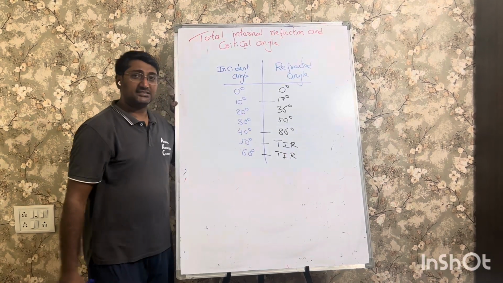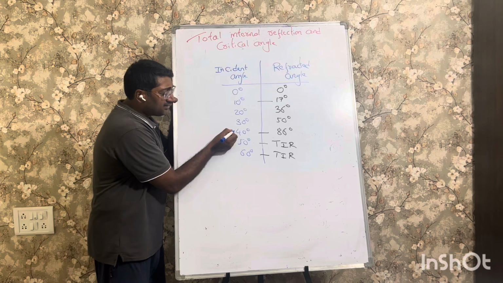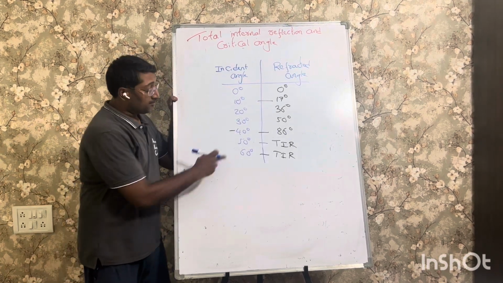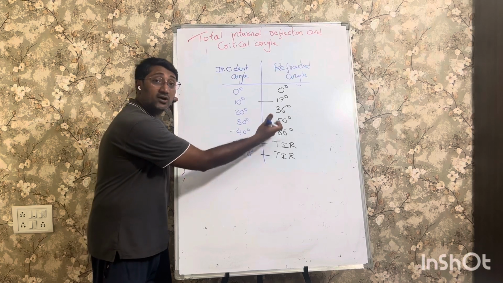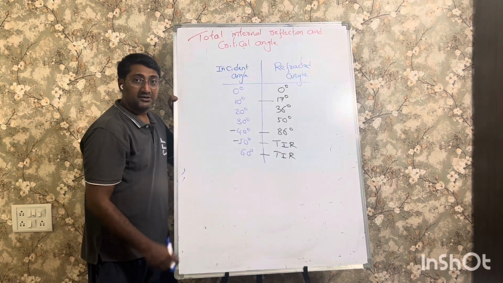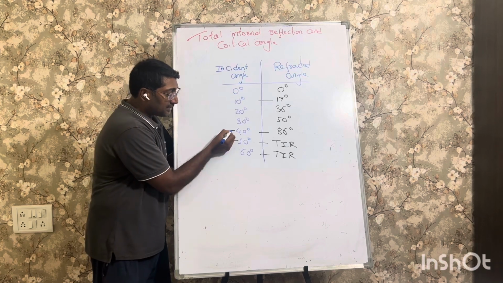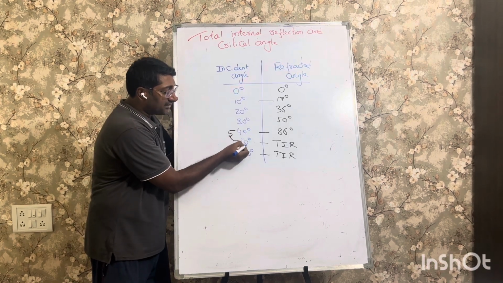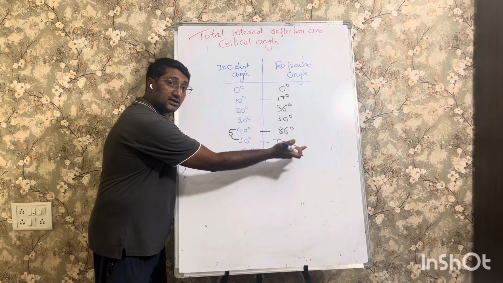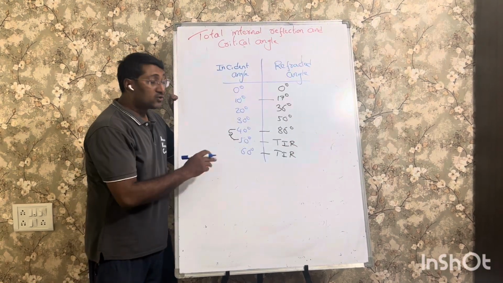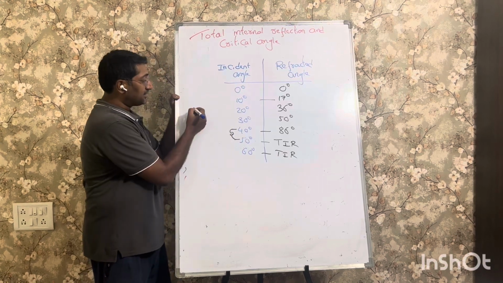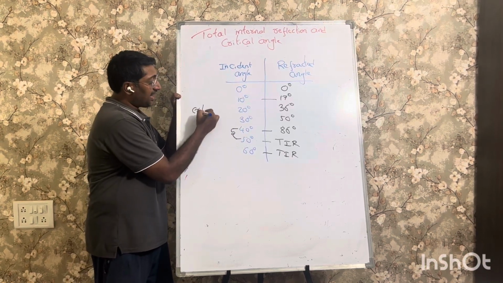Now try to understand what just happened. Until 40 degrees, you saw refraction, but at 50 degrees, you did not see refraction. You saw total internal reflection. So try to get this logic. That means between 40 and 50, at some angle, refraction turned to reflection. We need to find the angle at which this change occurred. That particular angle is called critical angle.